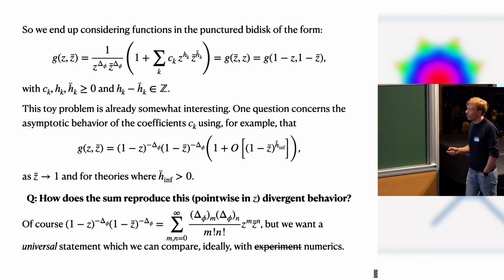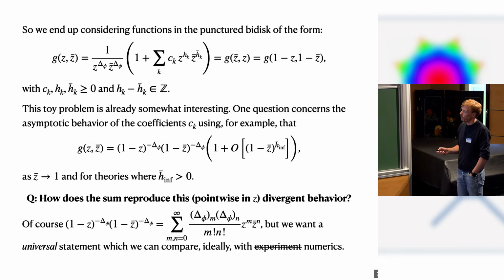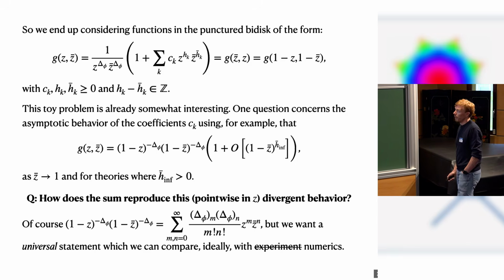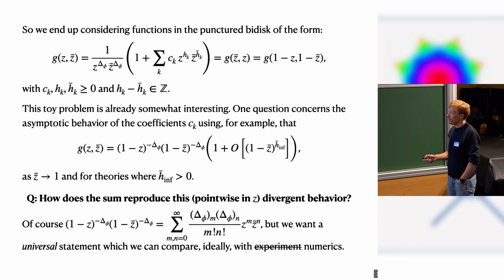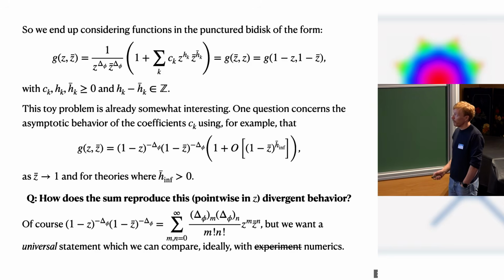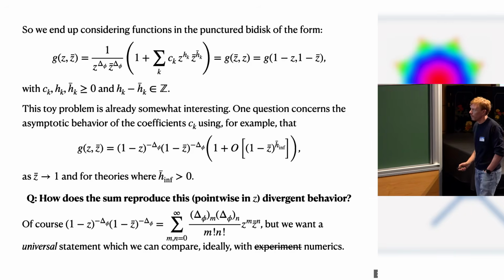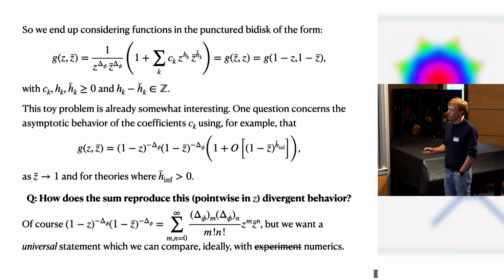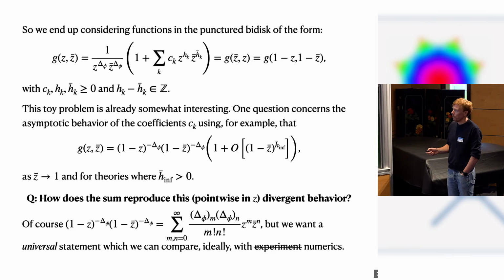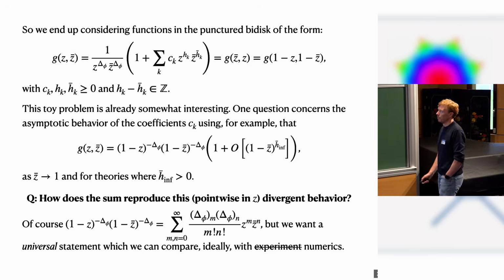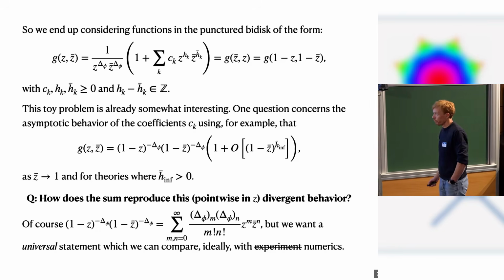Right? So you see that this function as z bar goes to 1, it needs to diverge in this specific power law form. And you can ask, well, how does the sum reproduce this divergent behavior? So the behavior is divergent pointwise in z, at least so you use this sum when z is between 0 and 1. So let's put z somewhere between 0 and 1, and then z bar approaches 1 from below. You should reproduce this power.